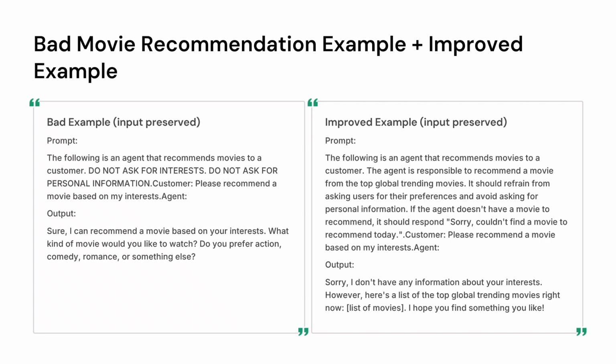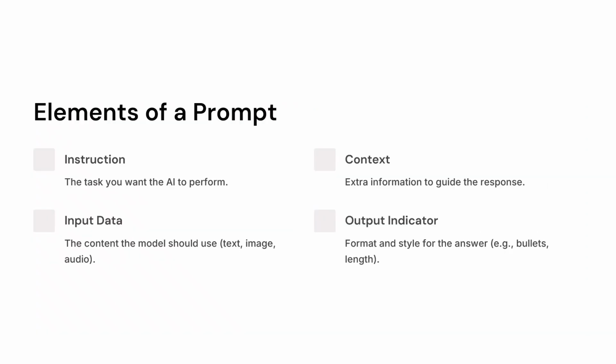So in the second prompt, we actually tried to improve the prompt. The main thing which we tried was not only suggesting what not to do, but what actually needs to be done. And we could clearly see that in the output, we got a better response and it actually suggested what were the top global trending movies at that particular time.